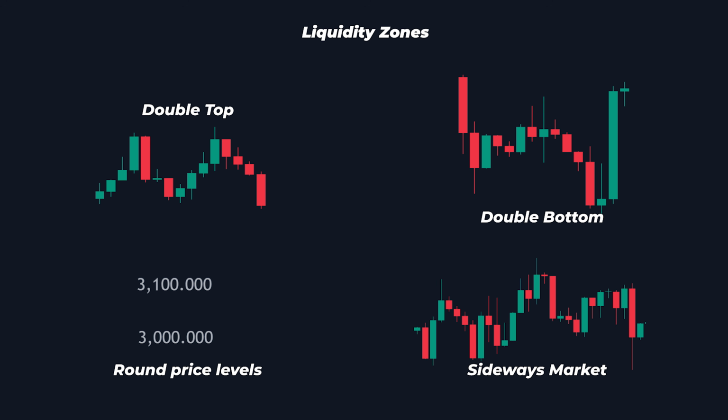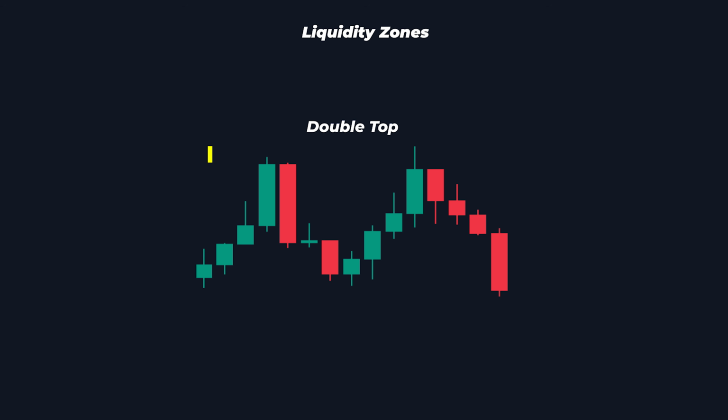On your chart, draw these zones as horizontal rectangles in a different color than you used for fair value gaps. Maybe use yellow or orange. This will help you see them easily and keep them separate from your gap zones.